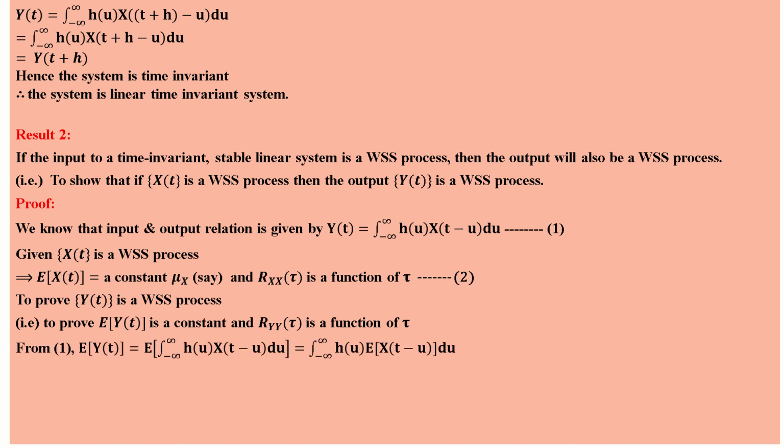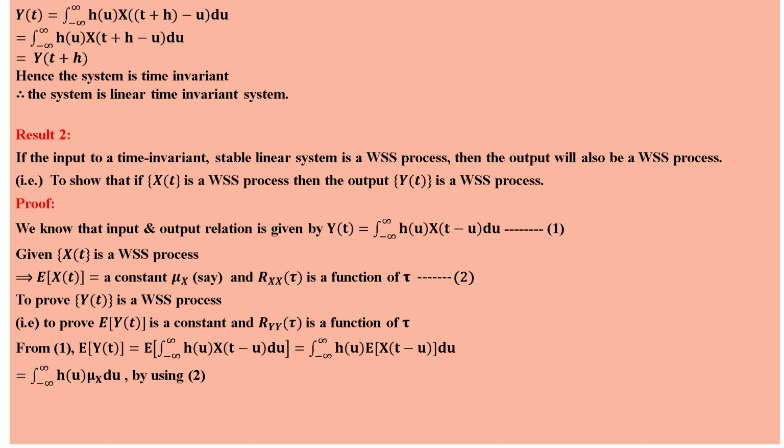From 1, the expected value of y(t) is equal to the expected value of the integral from minus infinity to plus infinity of h(u) x(t minus u) du. Without loss of generality, we are taking the expectation inside the integral. So we are taking h(u) times the expected value of x(t minus u) du.